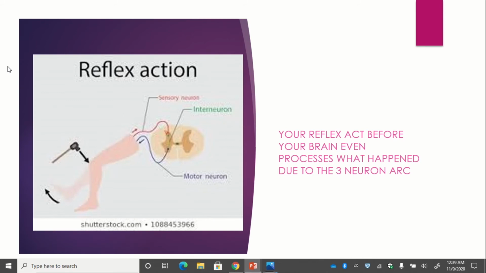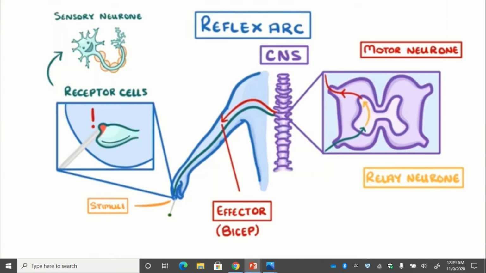So now we're going to talk about the connection of the motor neuron, interneuron, and sensory neuron in the 3-neuron arc. So it is like a reflex. So when your body gets a sense of something that is pain or a reaction of some sort, the reflex acts before your brain even processes what happens due to the 3-neuron arc. And so here's an example.